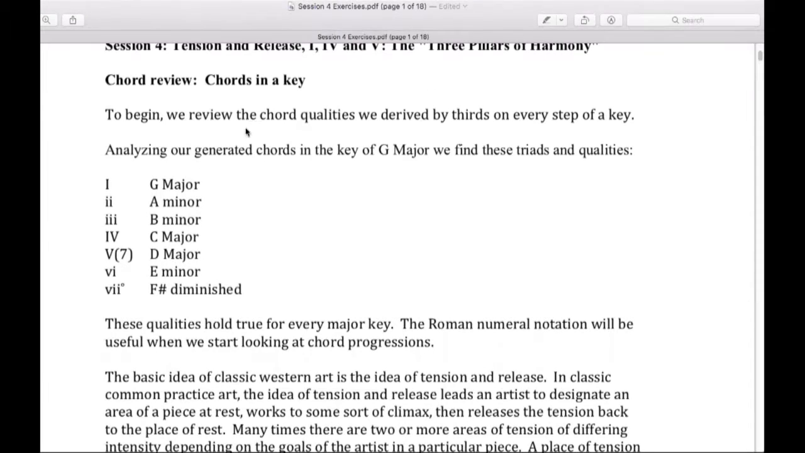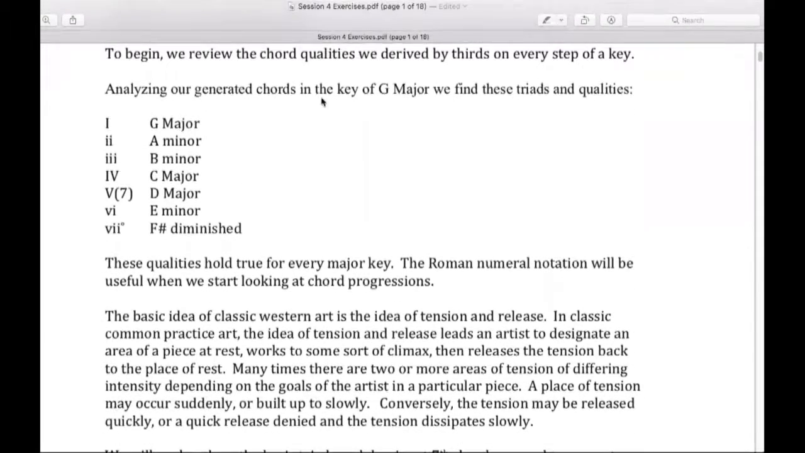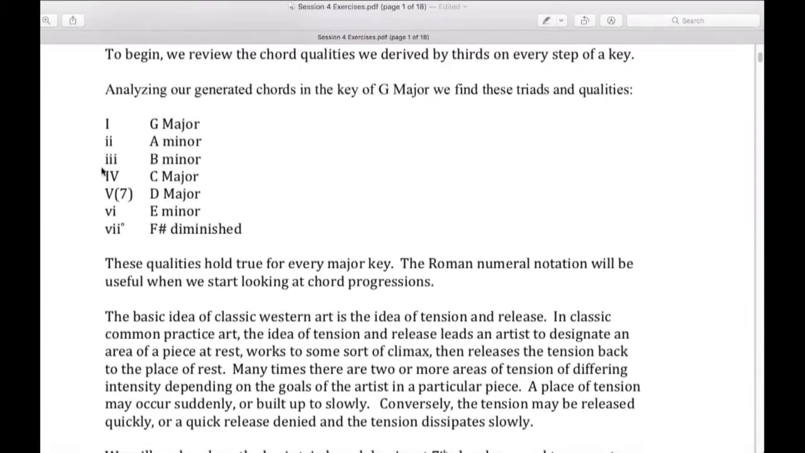To begin, we review the chord qualities we derive by thirds on every step of a key. Analyzing our generated chords in the key of G major, we find these triads and qualities. The 1 chord is a major, G major. The 2 chord is A minor, it's a minor chord. 3 chord is B minor. The 4 chord is C major.